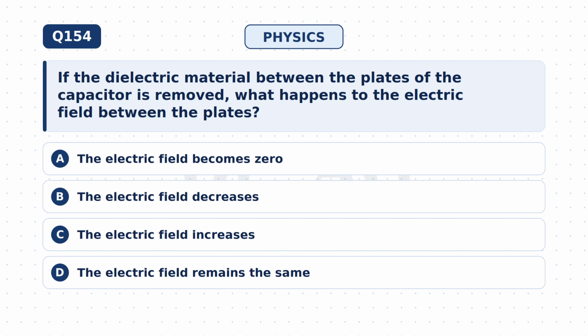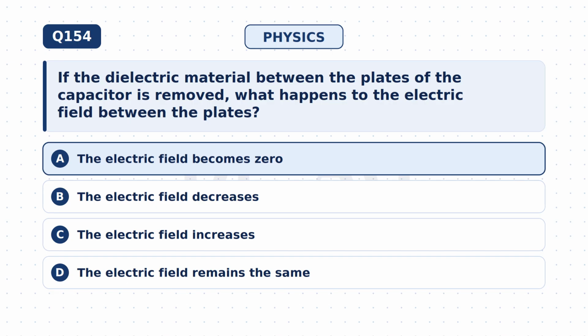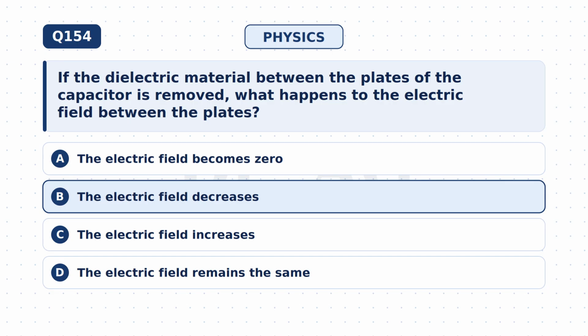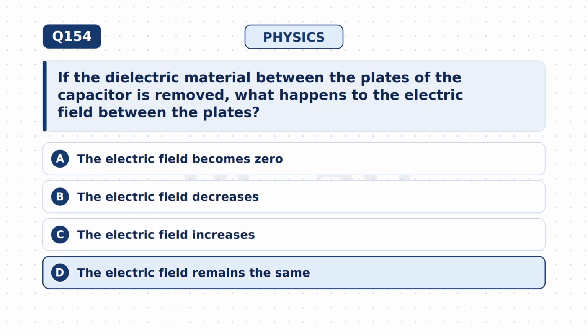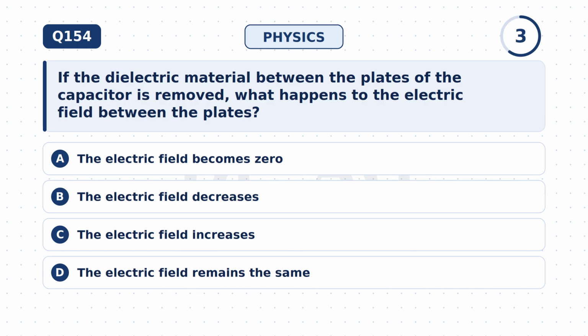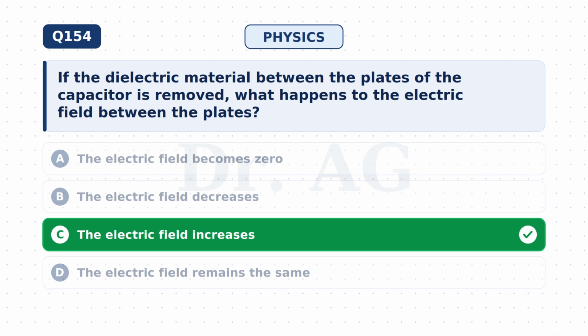Question 154. If the dielectric material between the plates of the capacitor is removed, what happens to the electric field between the plates? Option A, the electric field becomes zero. Option B, the electric field decreases. Option C, the electric field increases. Option D, the electric field remains the same. The correct answer is C, the electric field increases.